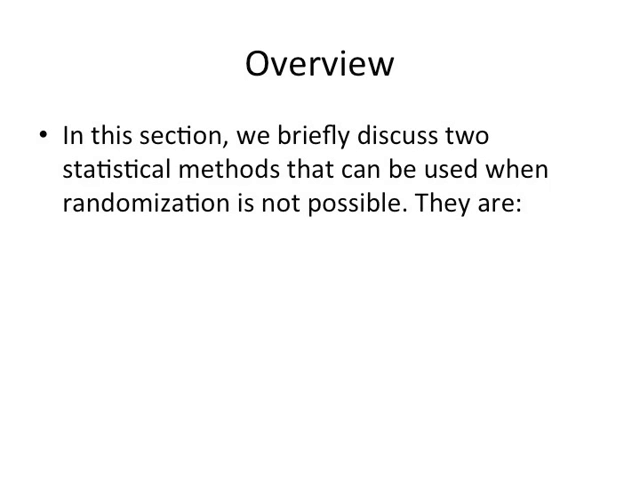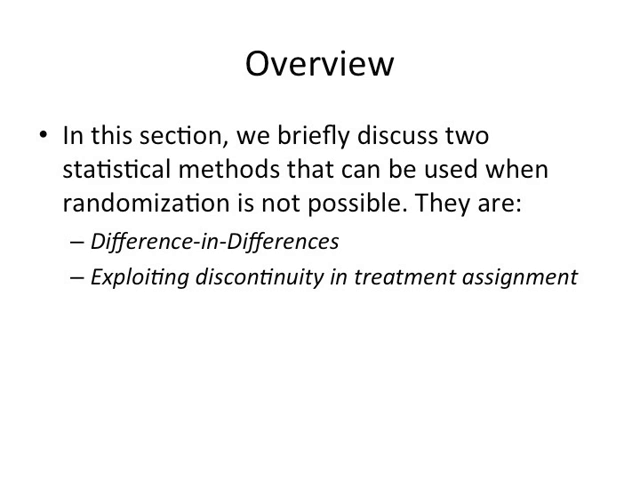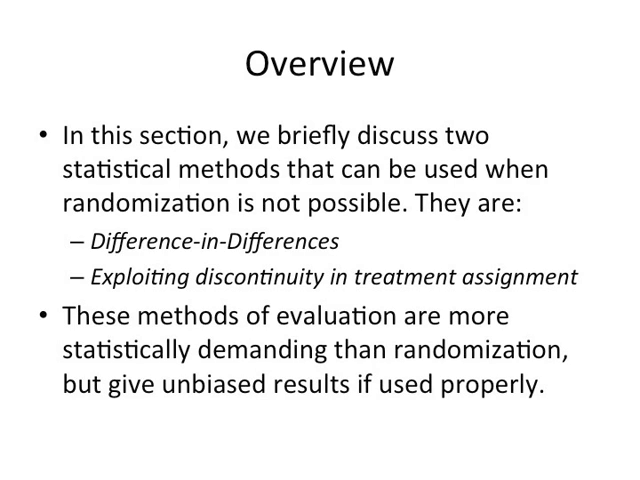In this section, we discuss two additional statistical methods that can be used when randomization is not possible. They are differences in differences and discontinuity. These methods are a bit more complicated than randomization, technically, but they make designing the study easier in practice. There are several more, even more complicated statistical methods that we won't cover here, but these methods are among the most common.